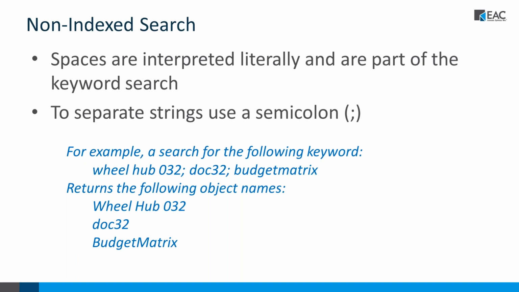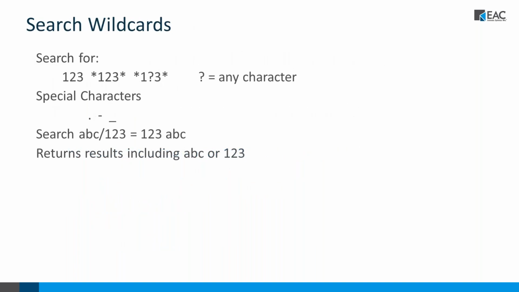But an indexed search puts an AND between the spaces, and a non-indexed search just takes the space literally. Again, you get the same results for, in this case, the wheel hub, as we see here. So I talked a little bit about the wildcard searches, right? For the non-indexed stuff, you can use a question mark to replace a character.